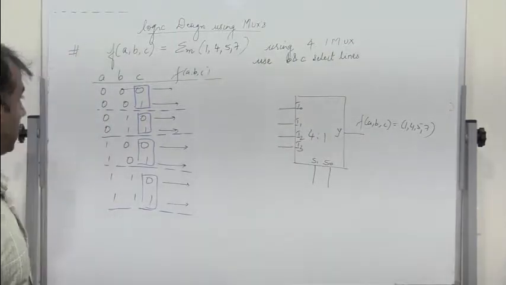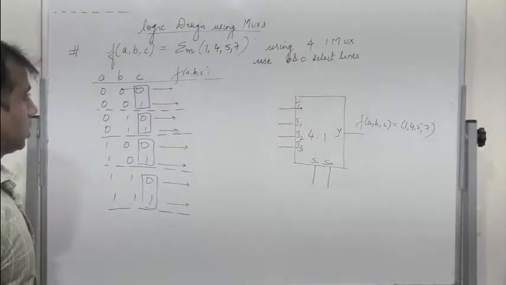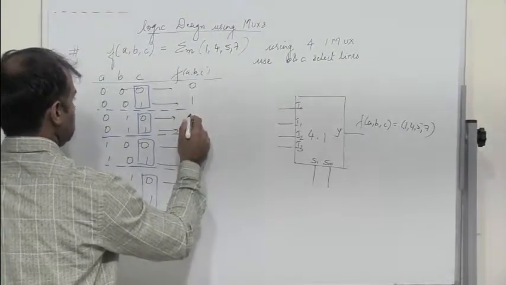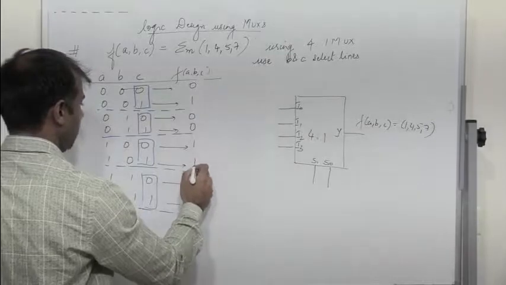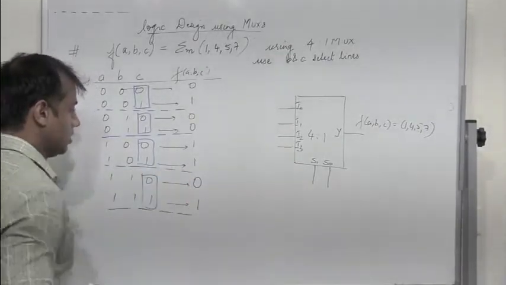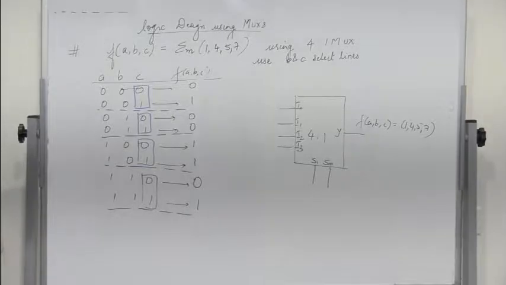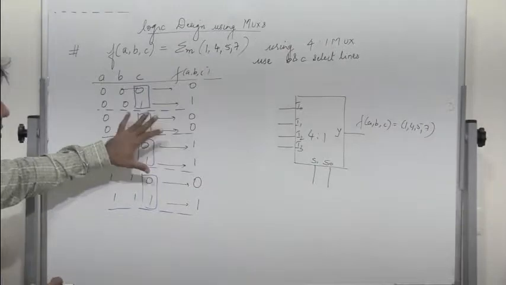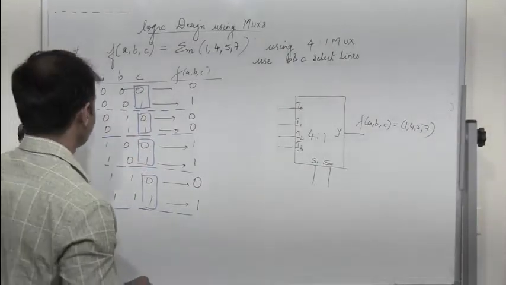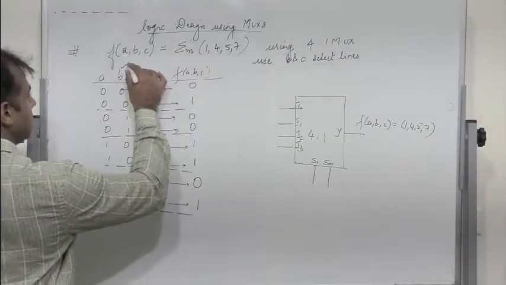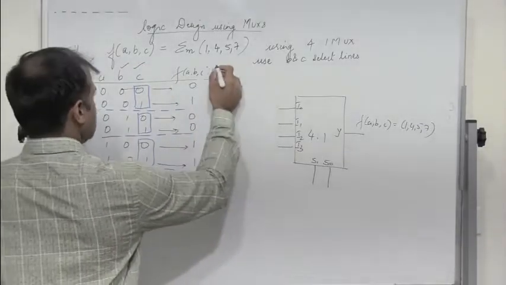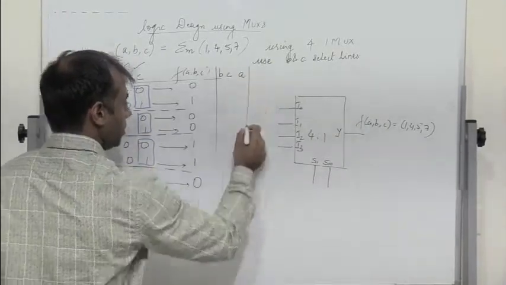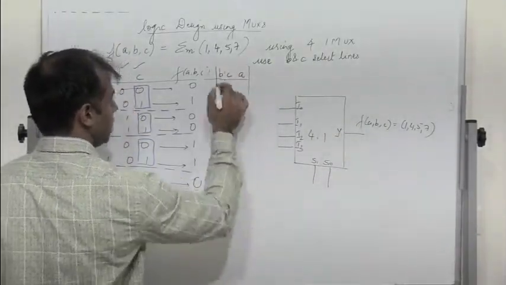So what do we do? B and C as the select lines. So now you have 0, 1, 0, 0. I have a 1 at 4, 5, 6 is 0, 7 is 1. Right? So let us try to rewrite the truth table in a different way. Now B and C are the select lines. So let me write B and C, and then let me write A.